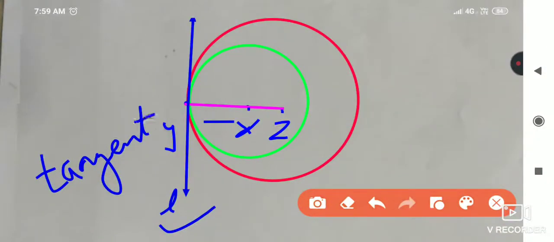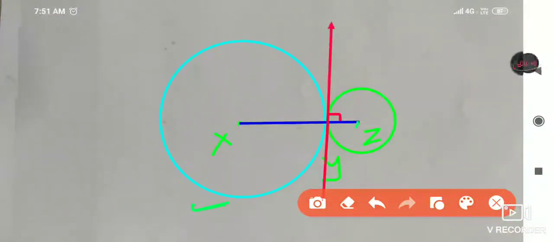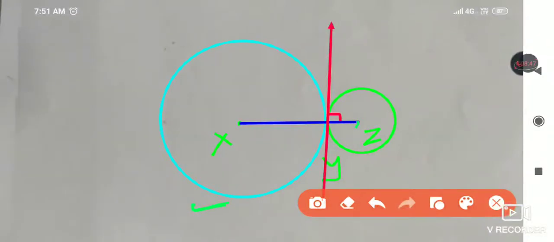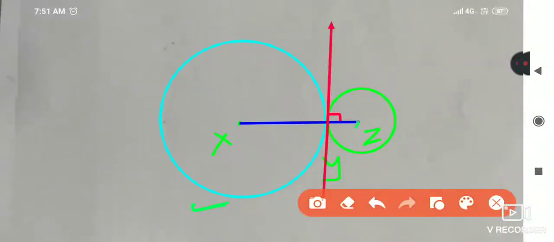Now for the first figure also, this is the tangent, and for the circles touching internally. For the circles touching externally, there is also only one common point, that point is Y, and it is the tangent for this circle.